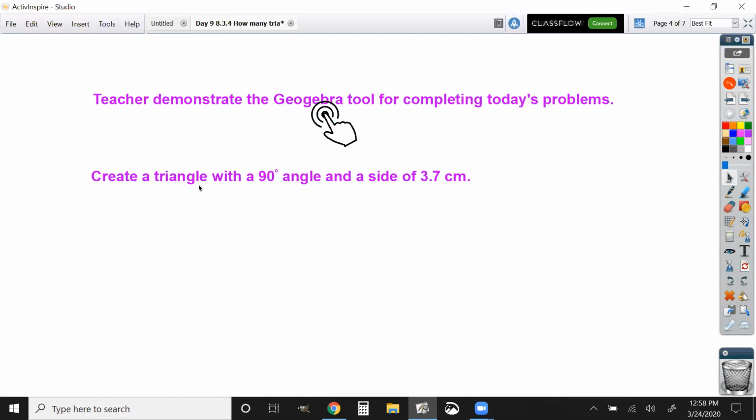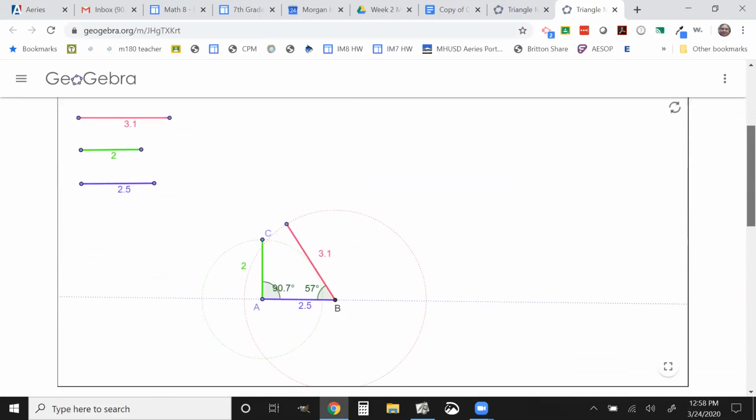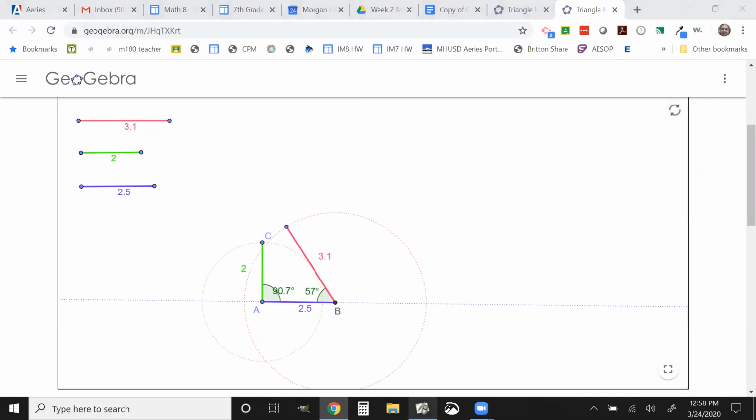They ask you to create a triangle with a 90-degree angle and a side of 3.7. So to use this tool, I want to create a 90-degree angle and a side of, what was it, 2.7? 3.7. So this takes a little bit of manipulating here, but we want to get a 90-degree angle. So you might have to play around. Oh, I got it right there. Look at that. You want to move that angle around, so you want to swing those points around, and you can see it changes the angles.